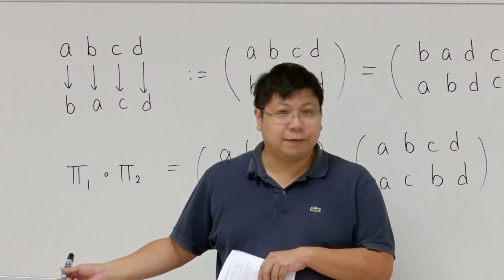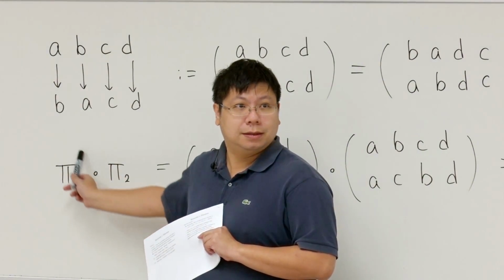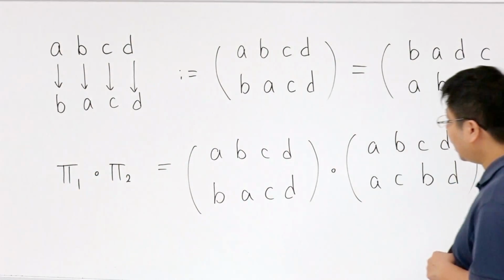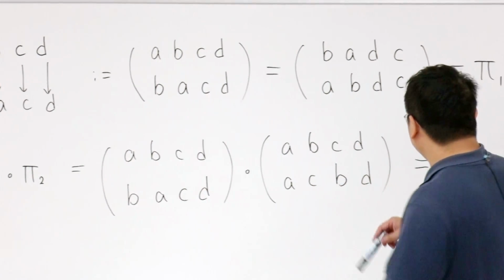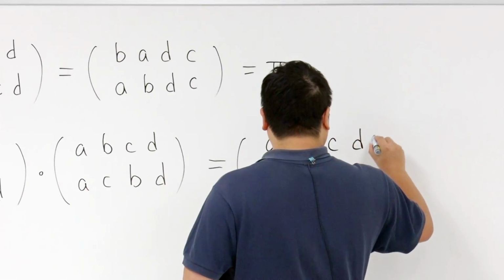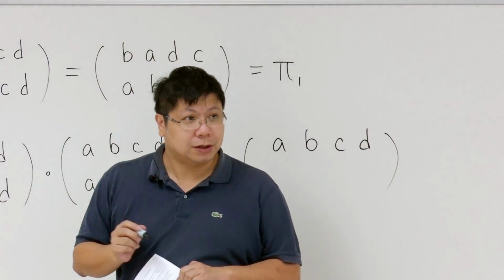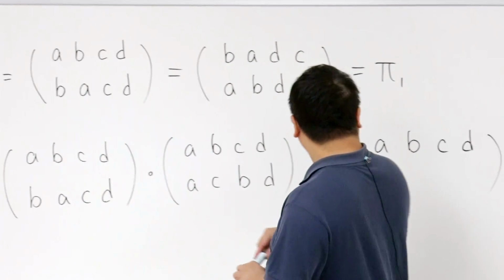So it's like a compound function, a composite function. We do this first, and then we do that. Is that okay? So in that case, what is the result? The result will be some permutation, right? If it is a permutation, then the result should be a permutation. So how do we get the result?